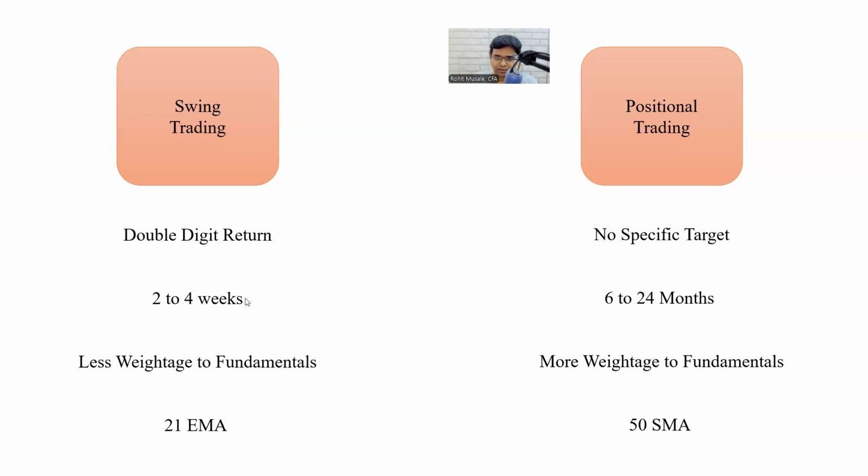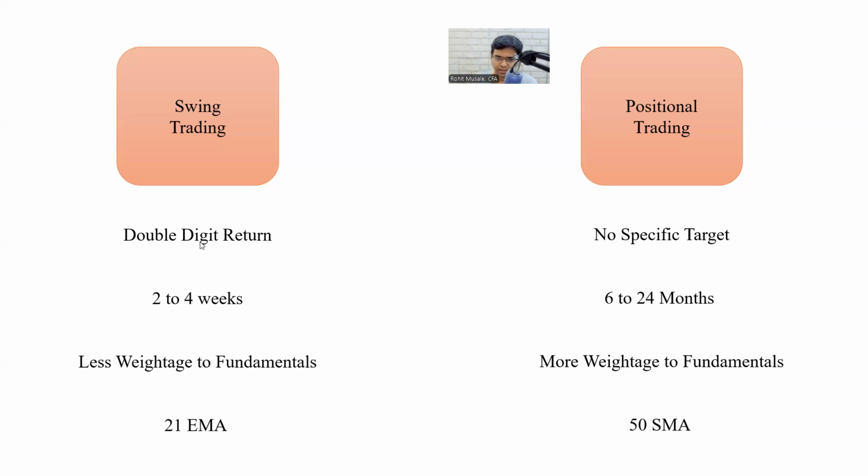Okay. Next, in swing trading, the objective is to get a double-digit return in 2 to 4 weeks. Double-digit return means anything which is 10% and above in 2 to 4 weeks' time. That much return is good enough in a swing trade where your position size is controlled. You don't take very high position size on a swing trade because you are buying a stock that could be fundamentally weak.